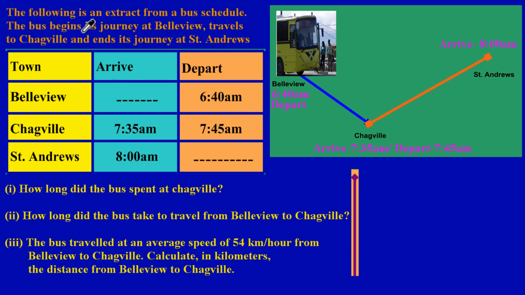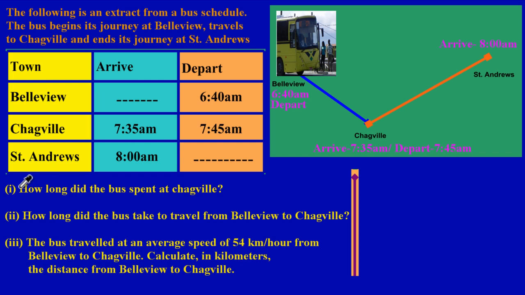Okay guys, let's move. The bus begins its journey at Bellevue, travels to Chagville, and ends its journey at St. Andrew. Here we have the route from Bellevue to Chagville, and then from Chagville to St. Andrew, and we have the respective times at the different terminals. They have given us a table with the towns, Bellevue, Chagville, and St. Andrew, and the arrival times and departure times. You can always pause the video and make note of that.